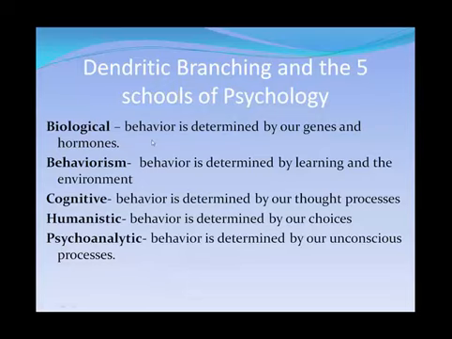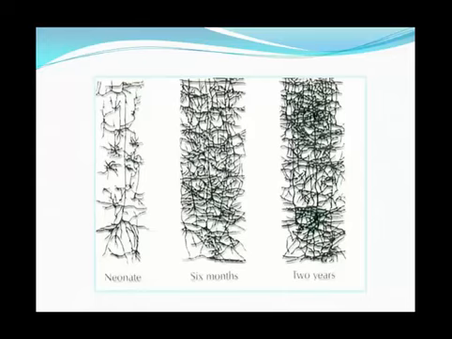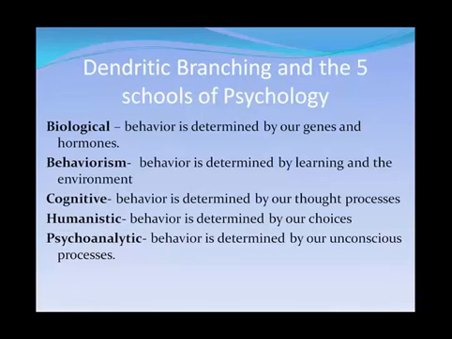So we had biological. Well, that's what we're studying right now, kind of the biological psychology. That's what this chapter 2 is. Biological psychology seeks to explain behavior in terms of the brain and genes and hormones. That's what we're doing: trying to explain how the brain relates to behavior. And I said all of your thoughts and moods are caused by chemicals in the brain. So right now we're working on biological psychology, but I wanted to take this opportunity to show you how this dendritic branching can give credibility to all five schools of psychology. I don't believe that just one of these schools ever has the final say.